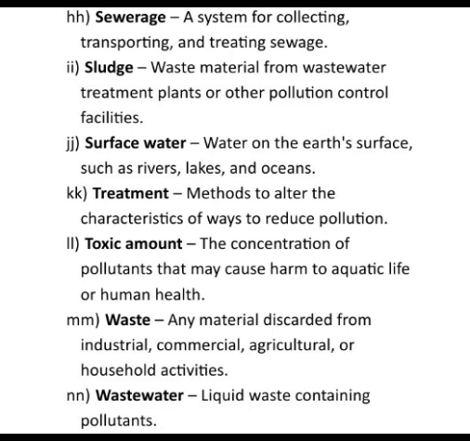And toxic amount, the concentration of pollutants that may cause harm to aquatic life or human health. Next, waste, any material discarded from industrial, commercial, agricultural, or household activities. And wastewater, liquid waste containing pollutants. Examples of wastewater are water from sinks and kitchen washing, water from shower and bath, toilet water, water from laundry, water from factories or industrial processes, and rainwater runoff from streets mixed with oil, trash, and dirt.